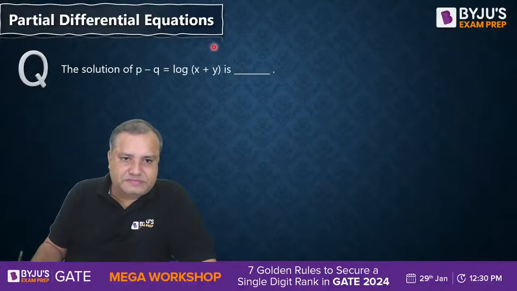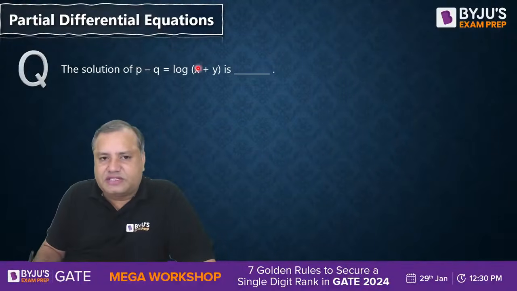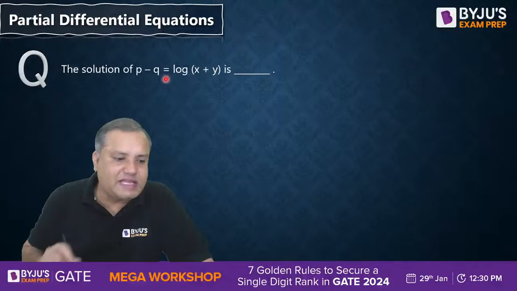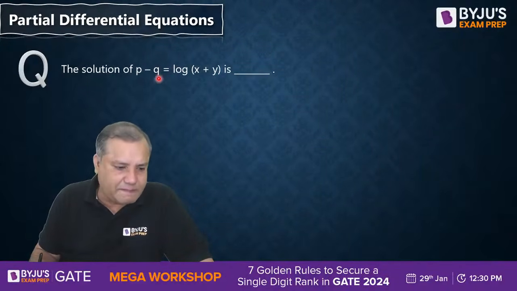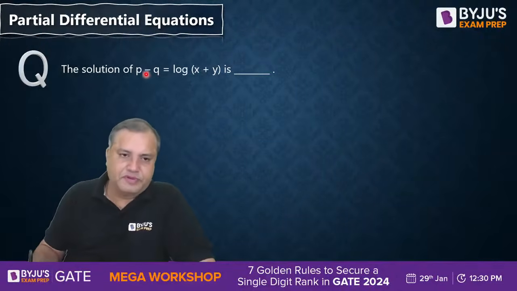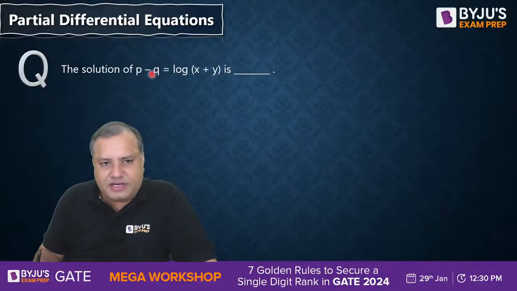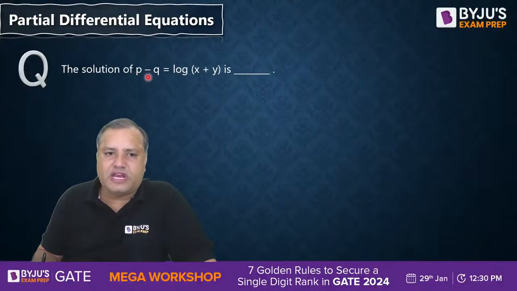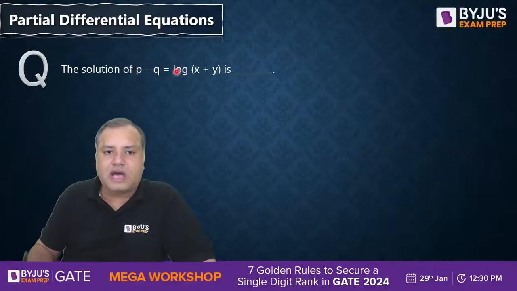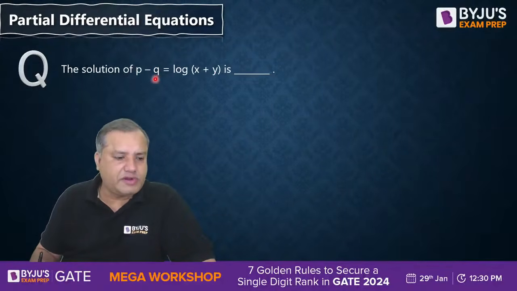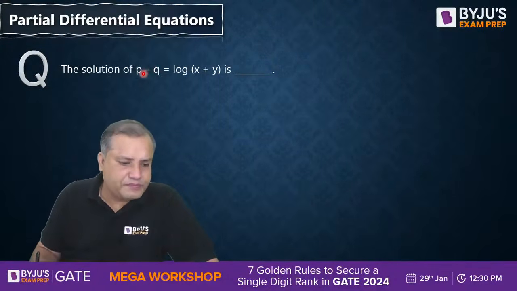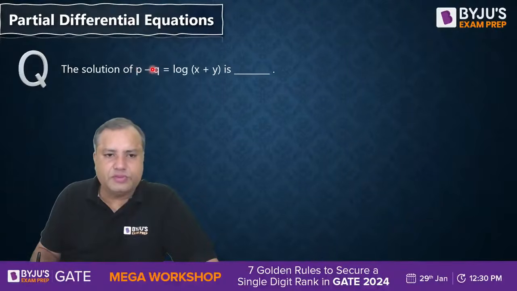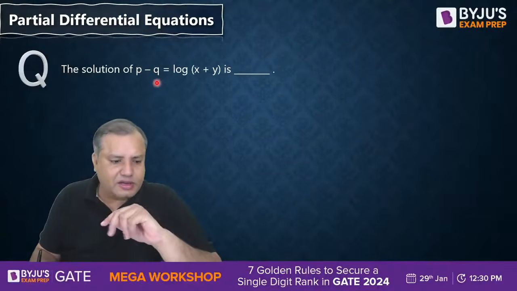Students, in this differential equation, first identify the format. Which derivative terms are there? Only first order derivatives are there. In this differential equation, only two derivative terms, p and q, both are first order derivatives. What is the degree of p and q? 1. Are they multiplied together? No.